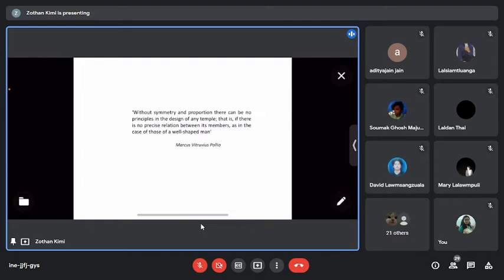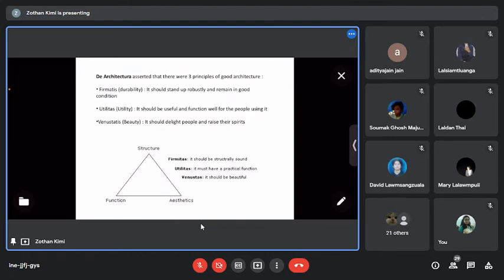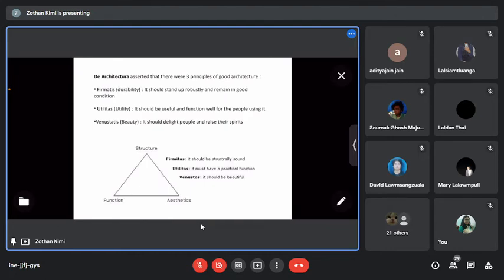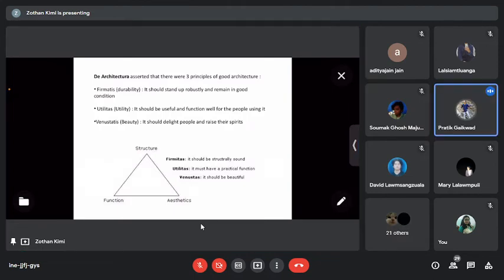Okay, Pratik, can you read this? Yes, ma'am. The Architectura asserted that there were three principles of good architecture: firmitas, durability. It should stand up robustly and remain in good condition. Utilitas, utility. It should be useful and function well for the people using it. Venustas, beauty. It should delight people and raise their spirits.